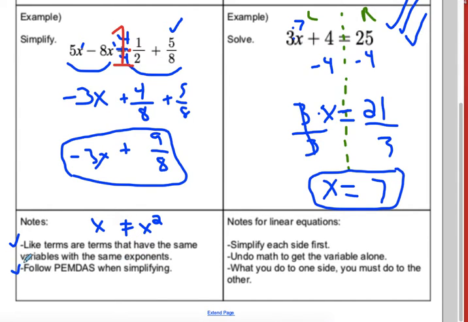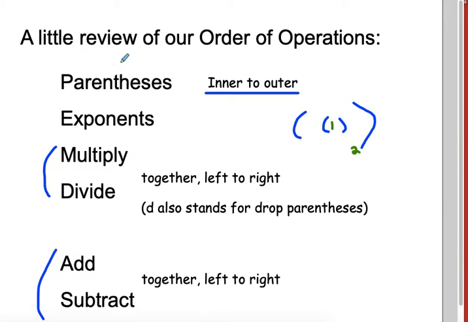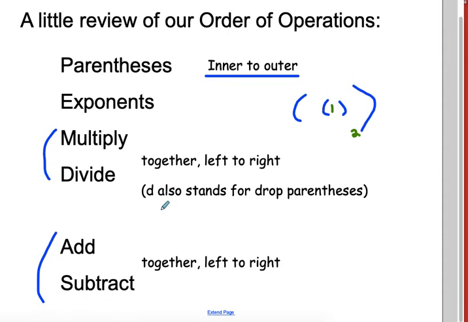And then the other thing we're going to do is always follow PEMDAS when we're simplifying. So here's a nice little review of this. And this is again from that same worksheet. P is for parentheses, working your way inner to outer. So start with the inside parentheses and then work your way to the outer ones. Exponents, multiply and divide, and again together left to right. D also stands for drop parentheses, and I'll show you an example of what I mean by that. And then if there's addition and subtraction, that'll be coming next, together left to right.